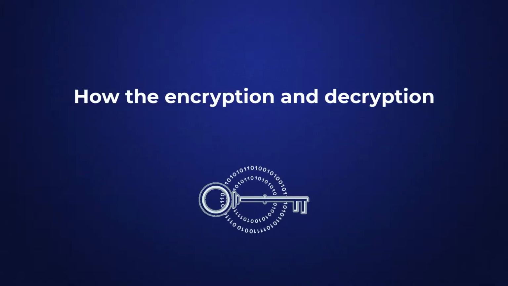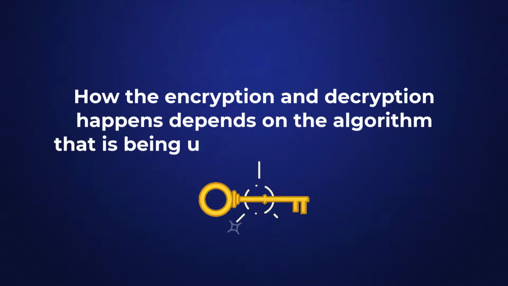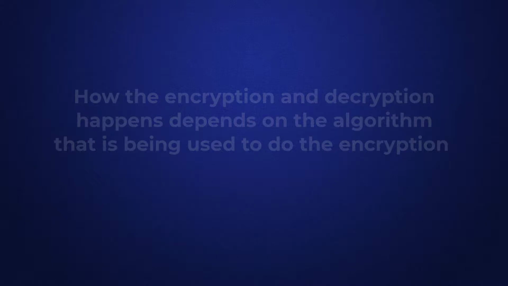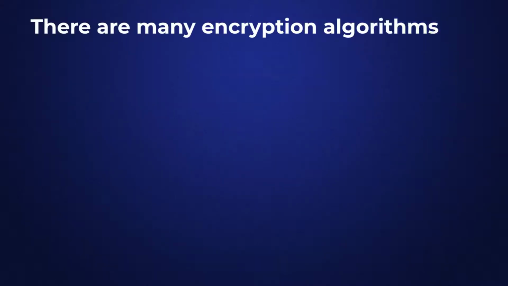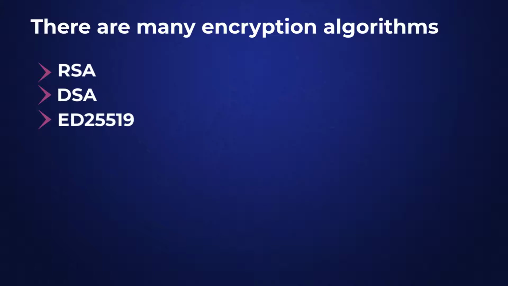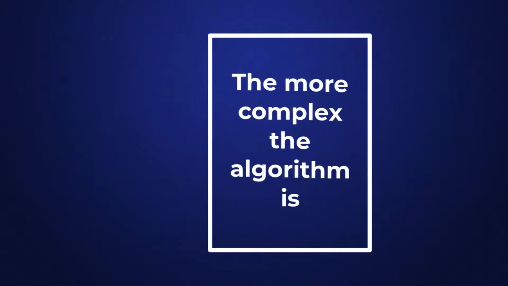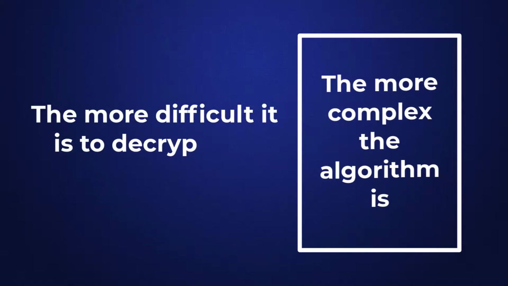How the encryption and decryption happens depends on the algorithm that is being used to do the encryption. And there are many encryption algorithms such as RSA, DSA, ED25519, and so many others. The more complex the algorithm is, the more difficult it is to decrypt the data.